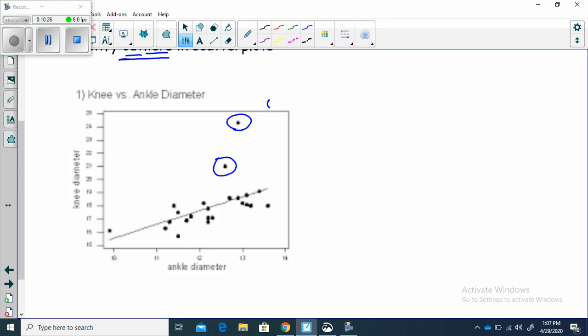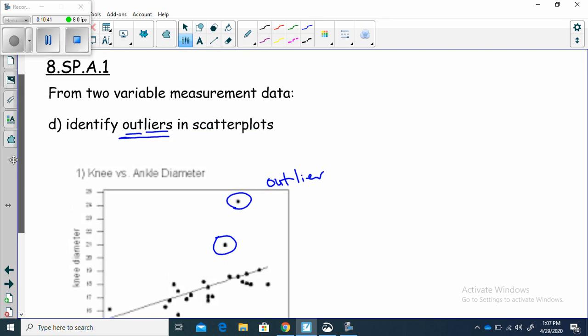These are called outliers. These don't fit on the association line or curve that most everything else is close to. Okay, so we were able to identify outliers in that scatter plot.